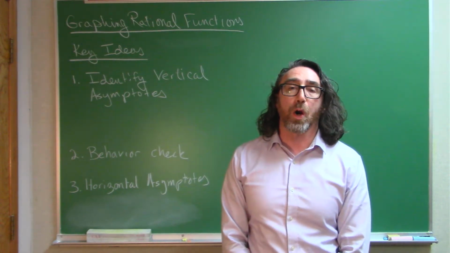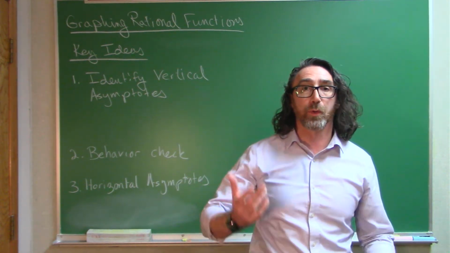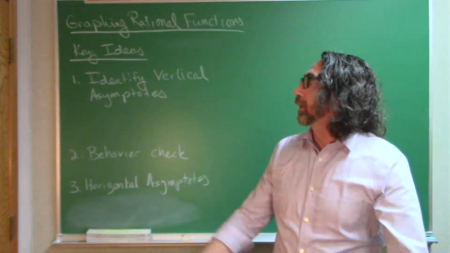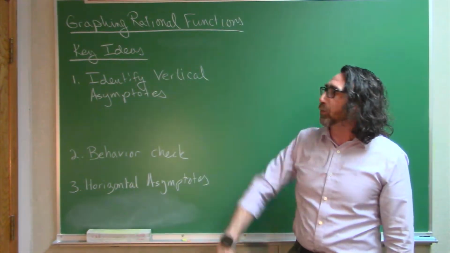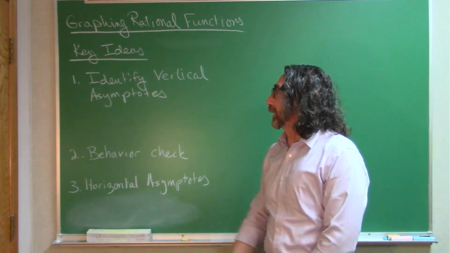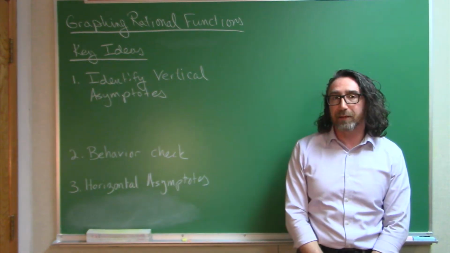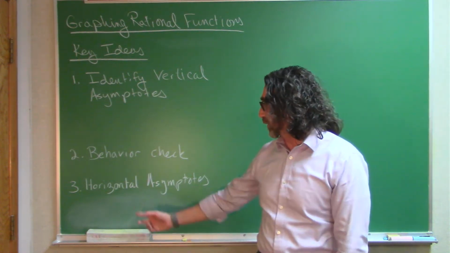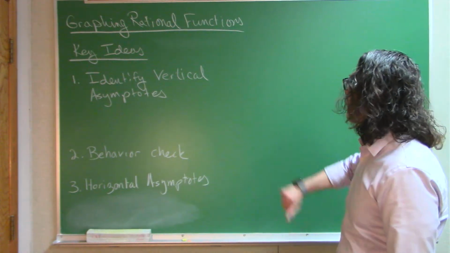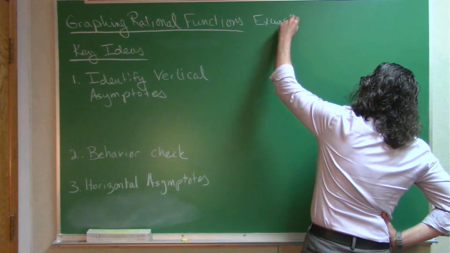We are continuing our work with rational functions. In this video, I wanted to look at a couple of examples where we basically do everything and take the formula and graph the rational function. So we're going to focus on a couple of key ideas. That's all we really need. We'll need to identify the vertical asymptotes, figure out how the function behaves at those vertical asymptotes, and then lastly look at the horizontal asymptotes and put this all together and draw a graph. So let's jump into an example.